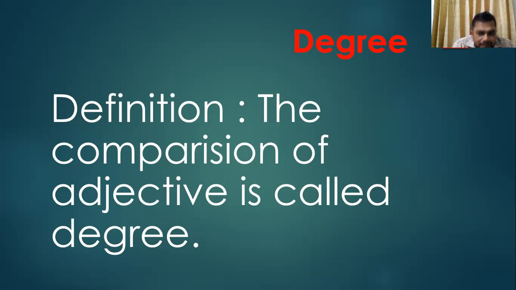Comparative degree: when the comparison is between two persons or things, it is said to be of the comparative degree. He is better than Rohim. He is a better student than Raju. Superlative: when the comparison is more than two persons or things, it is said to be of the superlative degree. So dear students, let's go to kinds.